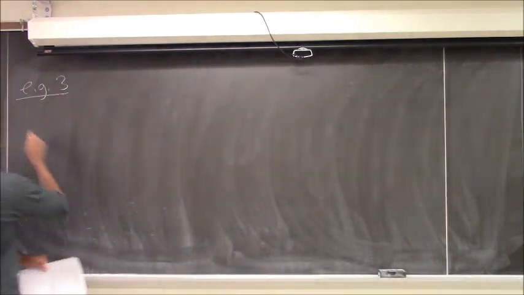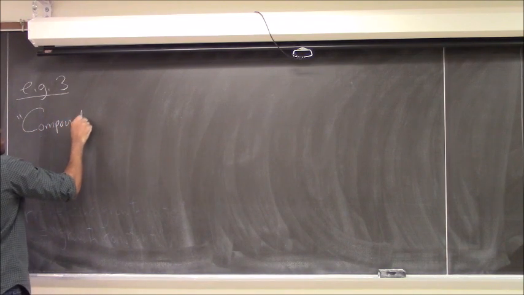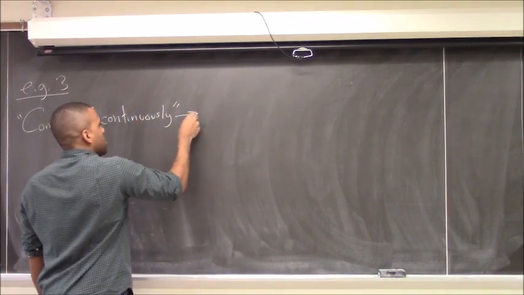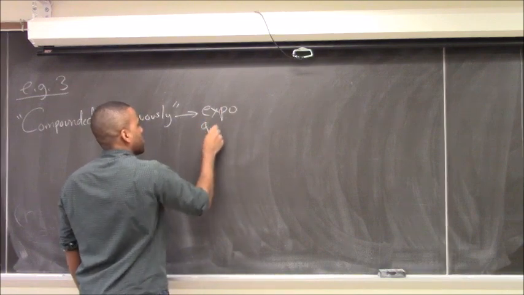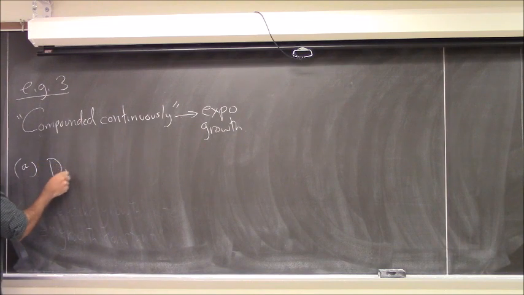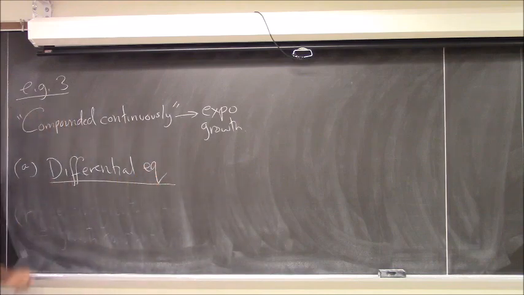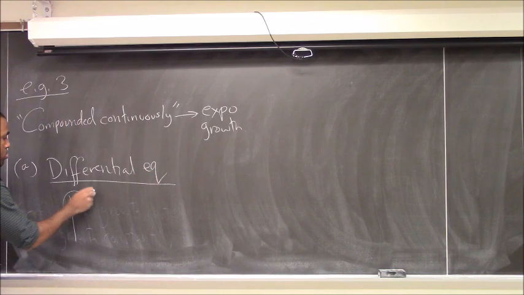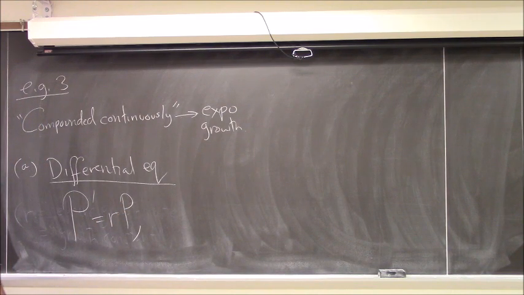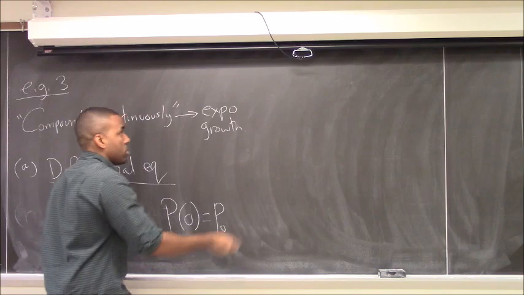So the first hint is the thing compounded continuously. That means exponential growth. In part A, they talk about the differential equation. So that's going to be p prime equals rp. The initial condition is just an equation that tells you how much you start with, so that's going to be an equation that says something like p of 0 equals p naught, and then you fill in the numbers.